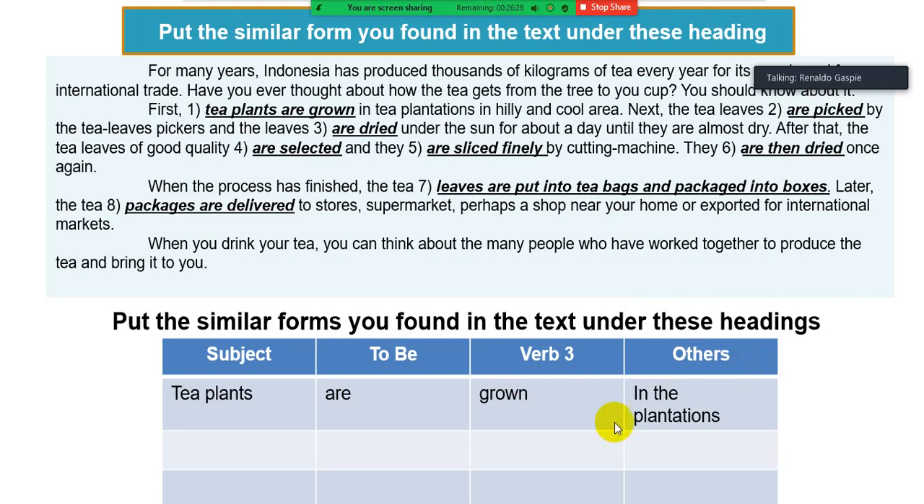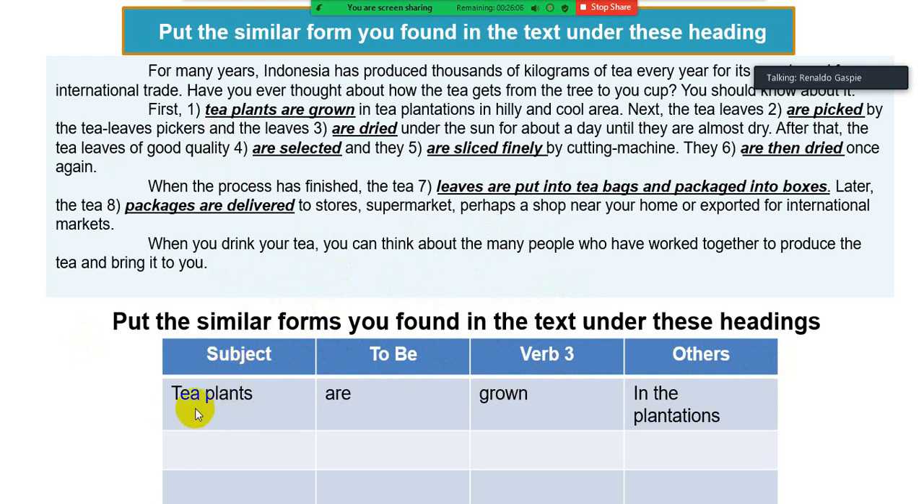So Mas Mbak semuanya, here there are subject, to be, verb 3 and others. You just need to put similar form that you have found. Start from sentence number 2 until sentence number 8, or the 8th sentence. So I have given you an example. So take a look from the first example, the subject.